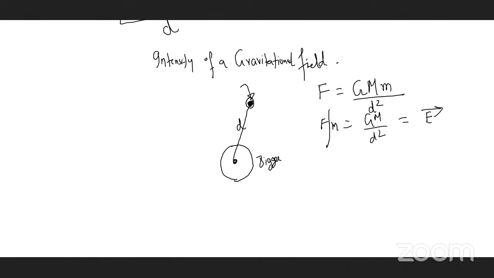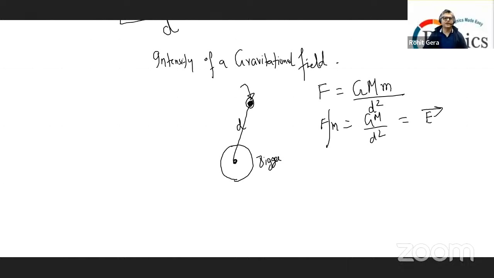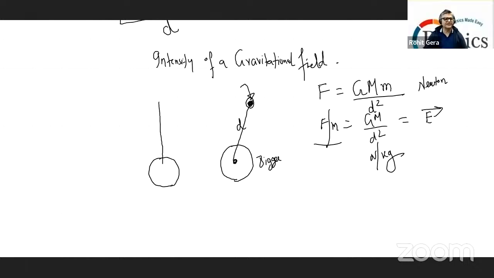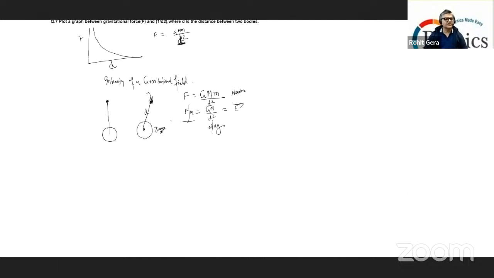The only difference is that normally you use the word Newton here, but now you will use Newton per kilogram. We are interested in knowing the power of this. So if there is another mass, slightly smaller than this bigger mass, and we are calculating its power or intensity at the same distance d. Same distance.